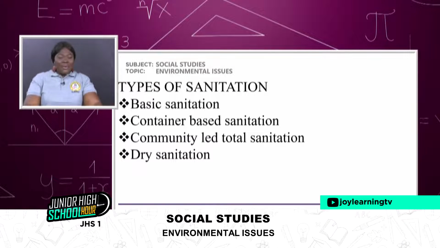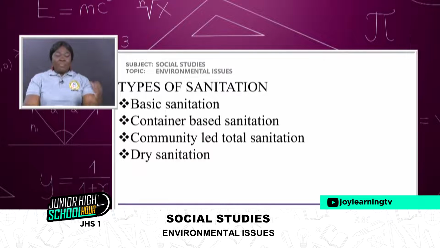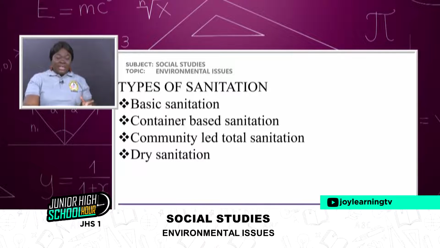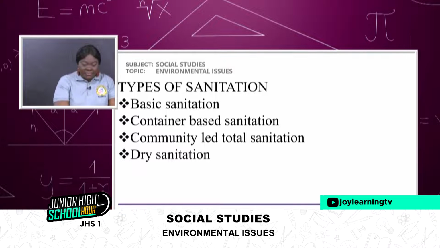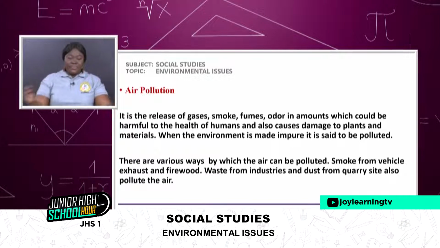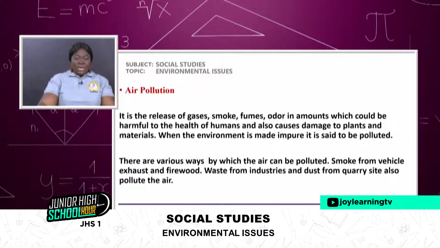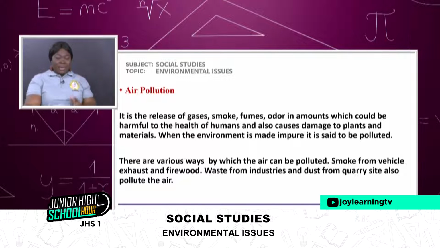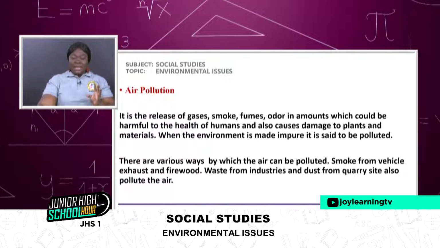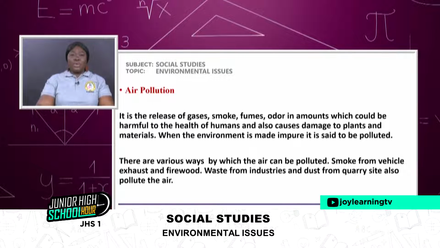Now let's go to types of sanitation. We have basic sanitation, container-based sanitation, community-led total sanitation, and dry sanitation. Write them down. Now, we are looking at air pollution. It is the release of gases, smoke, fume, odor in amounts which could be harmful to the health of human and also cause damage to plants and animals. When the environment is made impure, it is said to be polluted.